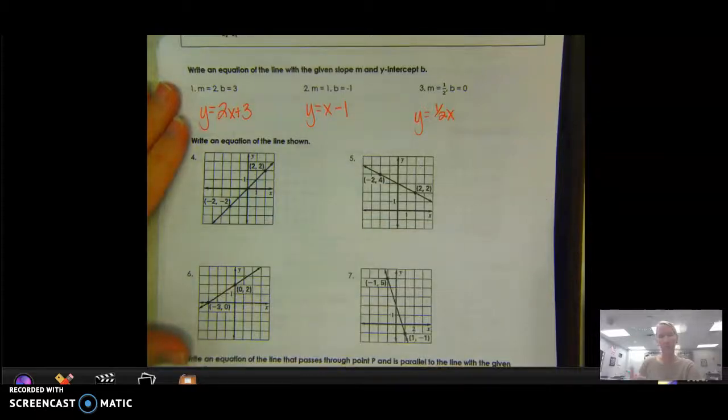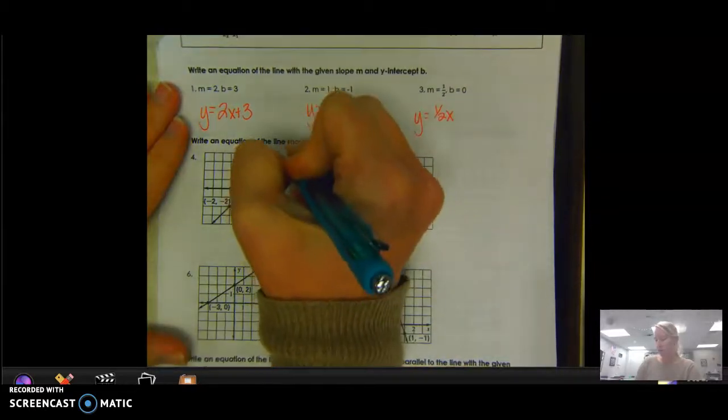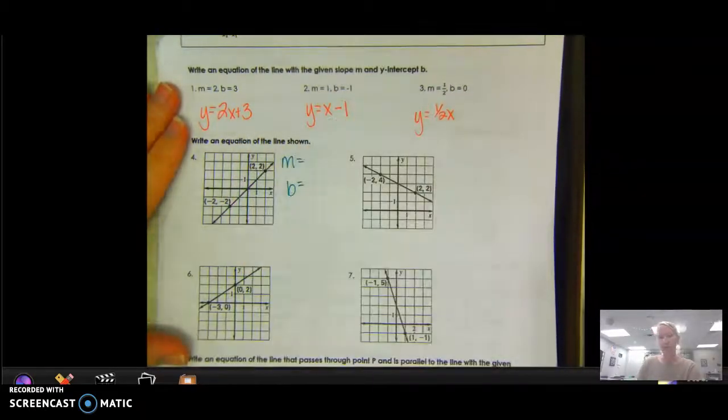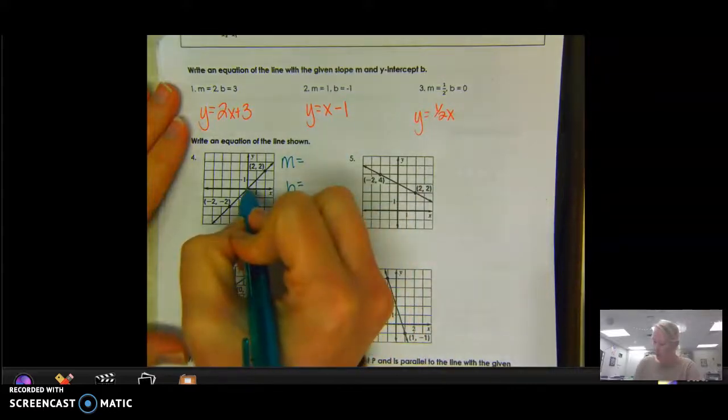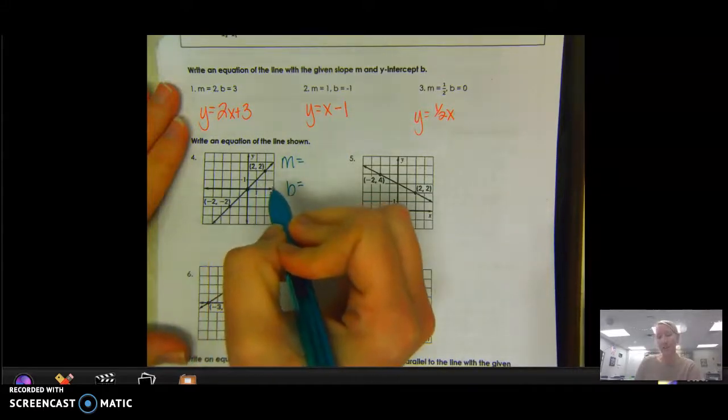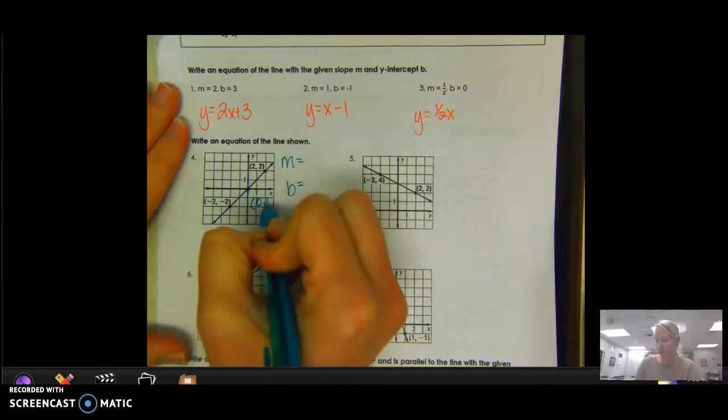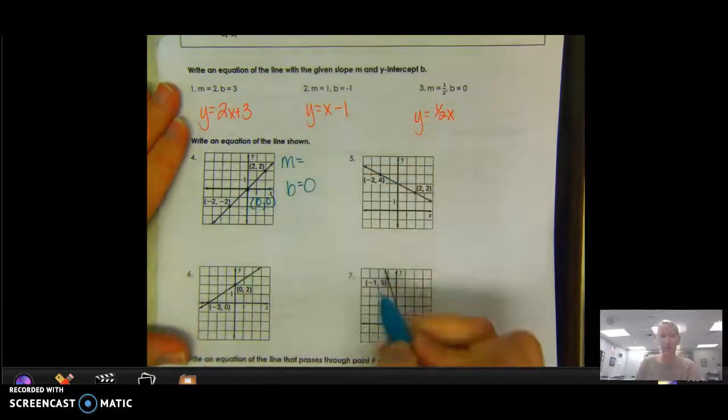Okay, number 4, we need two things. We need the slope and we need the y-intercept. And I can get both of those off the graph typically. My y-intercept is right here at 0, 0. So you're looking for the y value of that point 0, 0. So the y value is 0. So your y-intercept is 0.